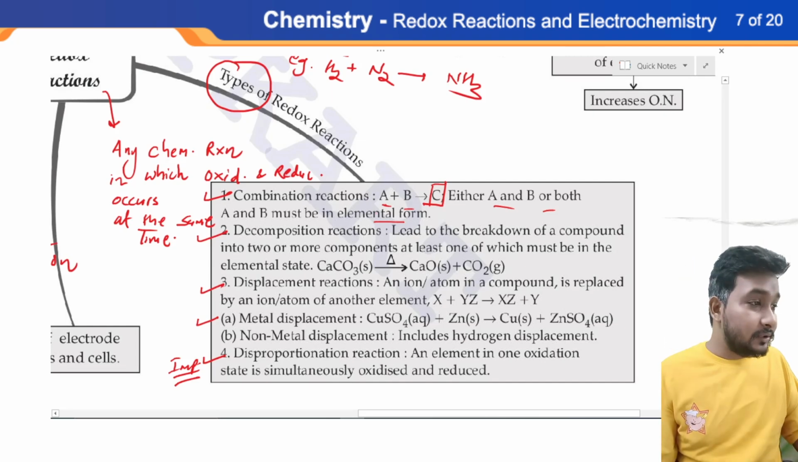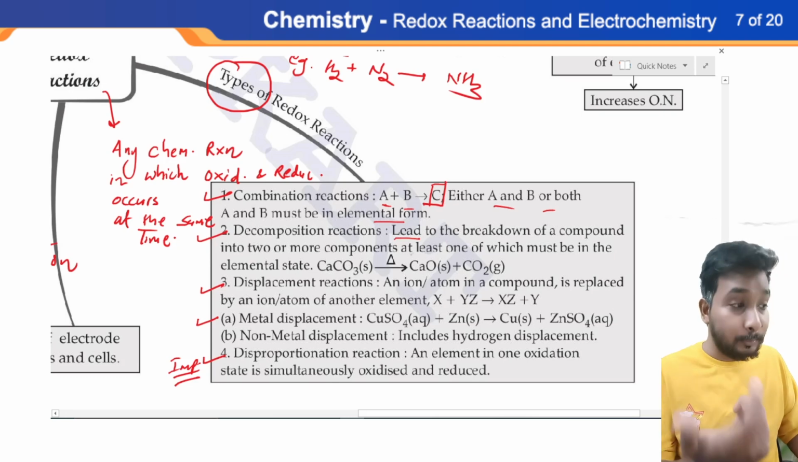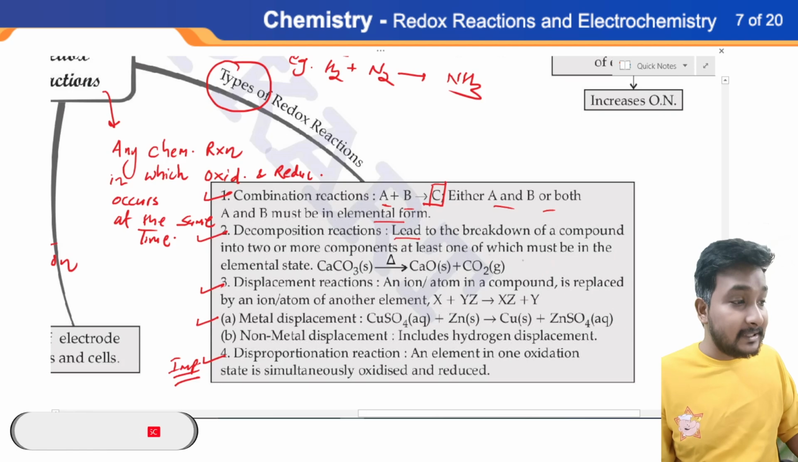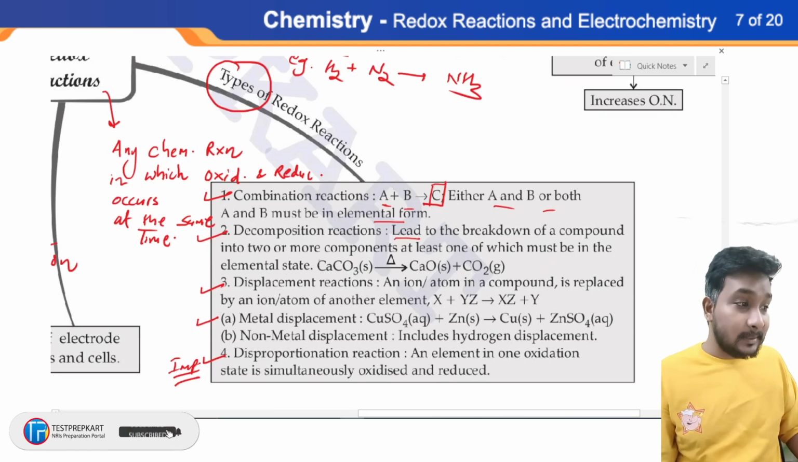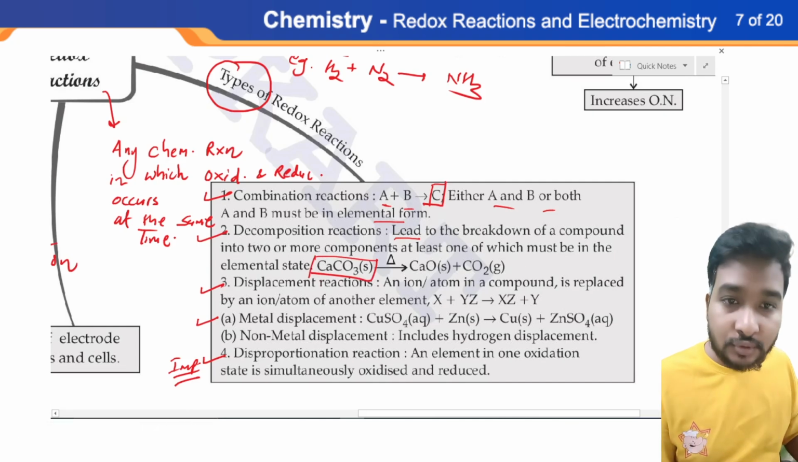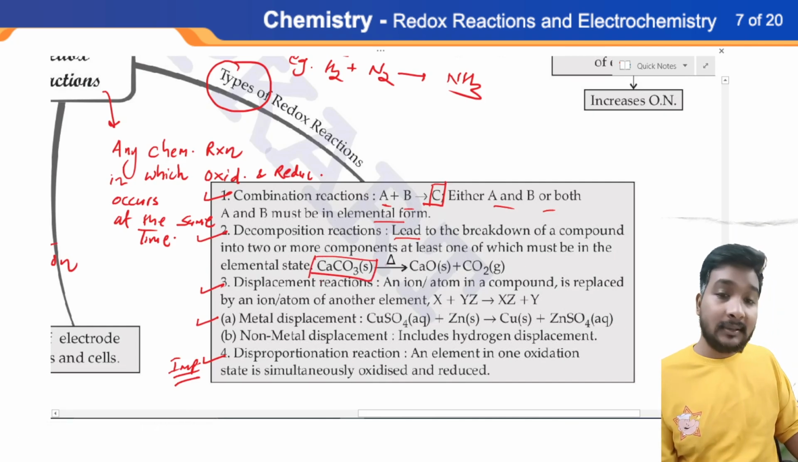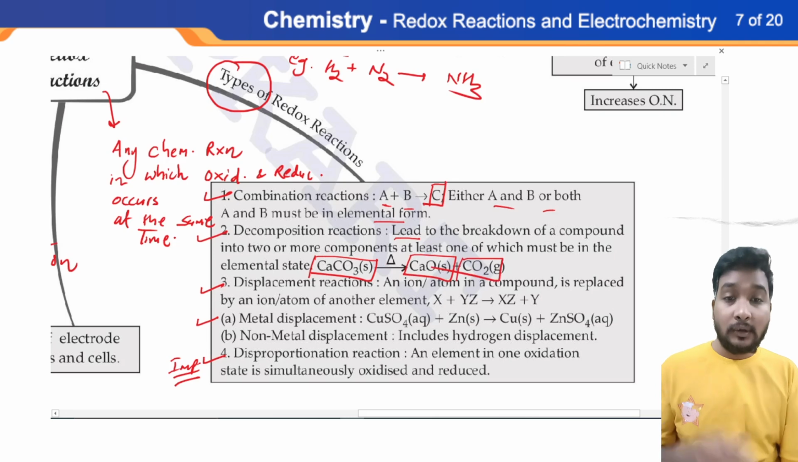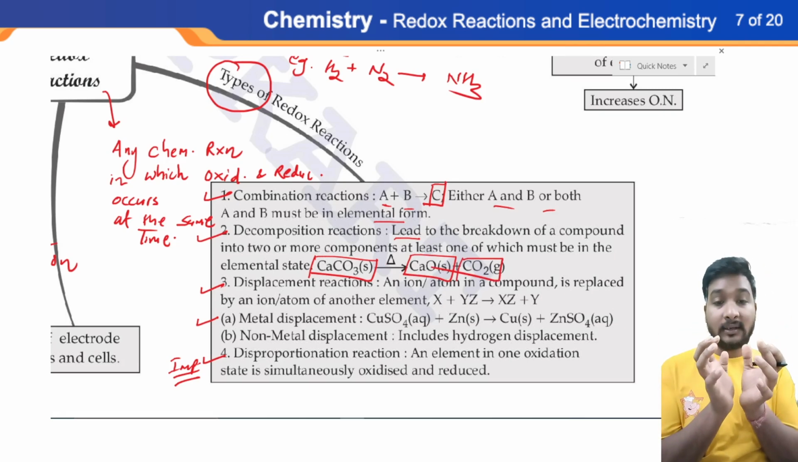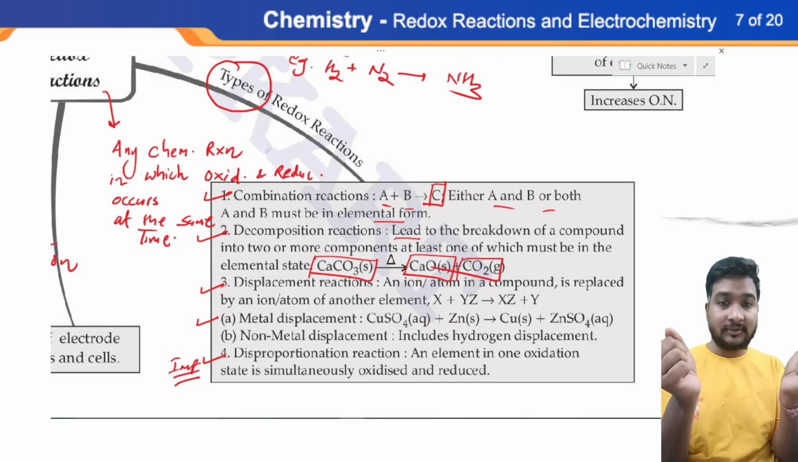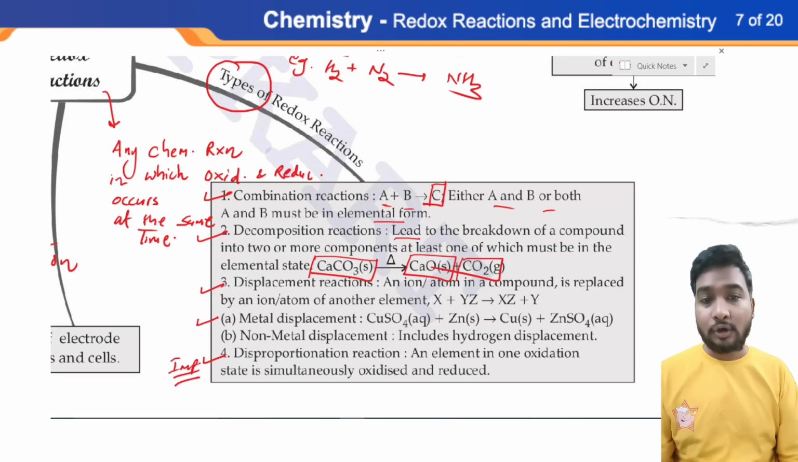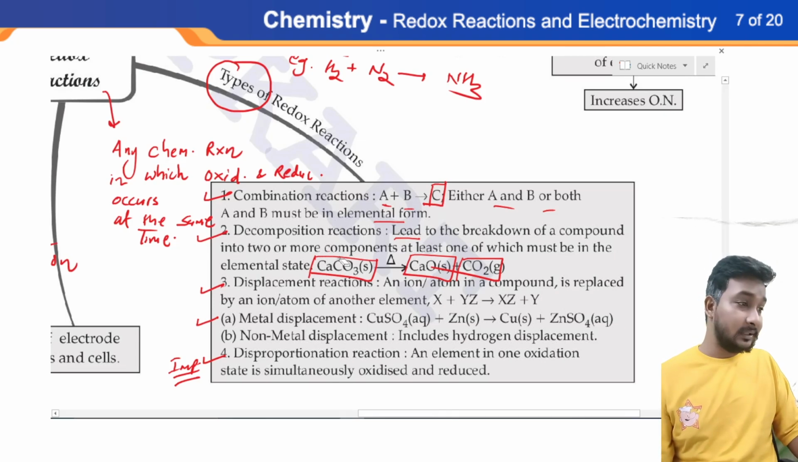Now let's see the definition and an example. It leads to the breakdown of a compound into two or more components, at least one of which must be in the elemental state. Suppose we have calcium carbonate, which is limestone. When we heat limestone, it produces calcium oxide and carbon dioxide. So one complex compound in the presence of heat produces two different compounds, calcium oxide and carbon dioxide. This is called decomposition.